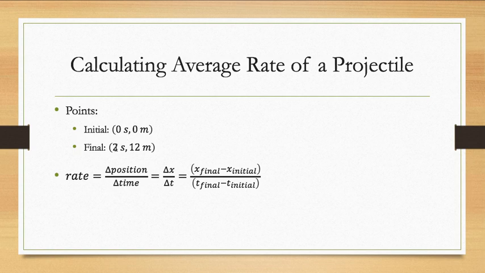Our final time is 2 seconds. Our initial time is 0 seconds. So if we plug those values in, 12 minus 0 over 2 minus 0, we get 12 over 2, and that's 6 meters per second.